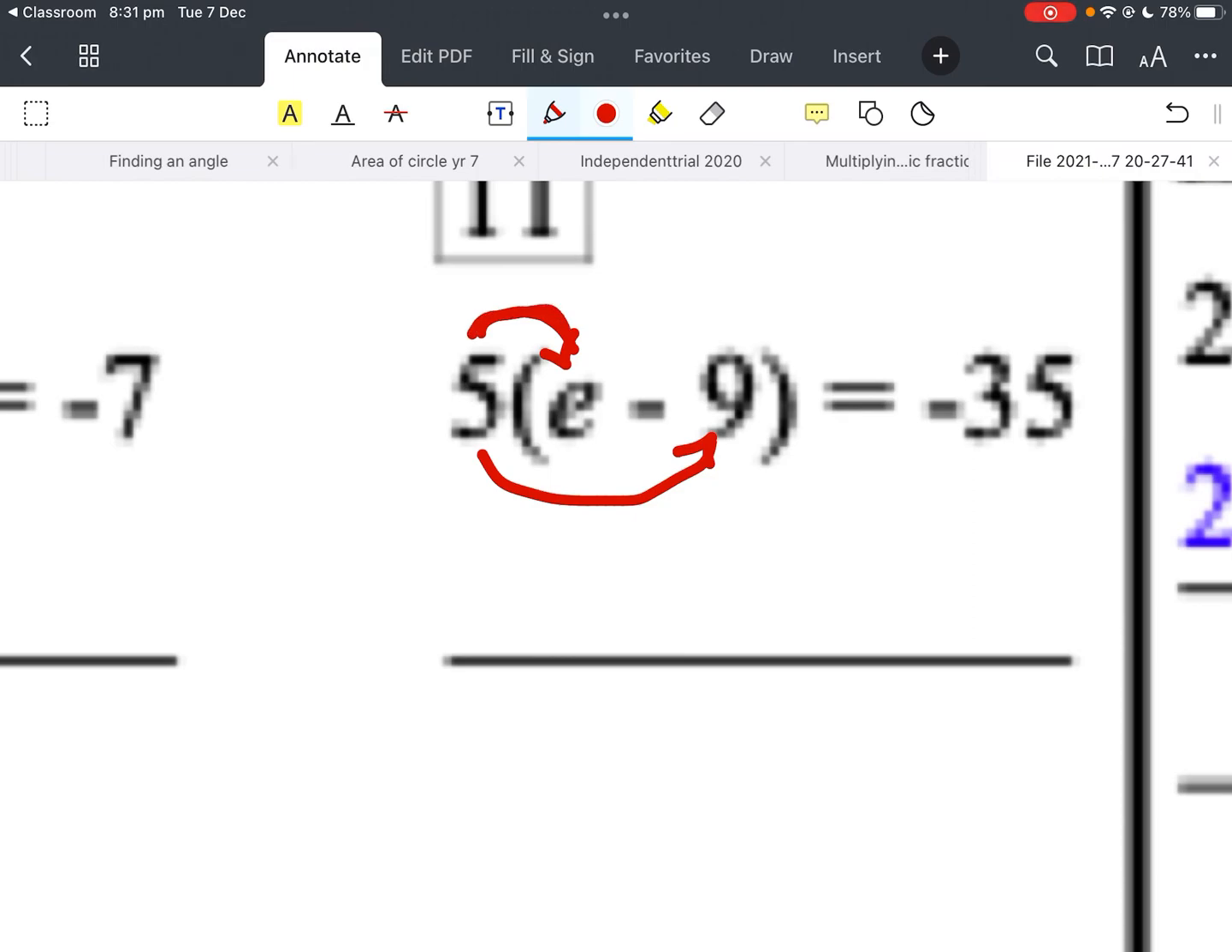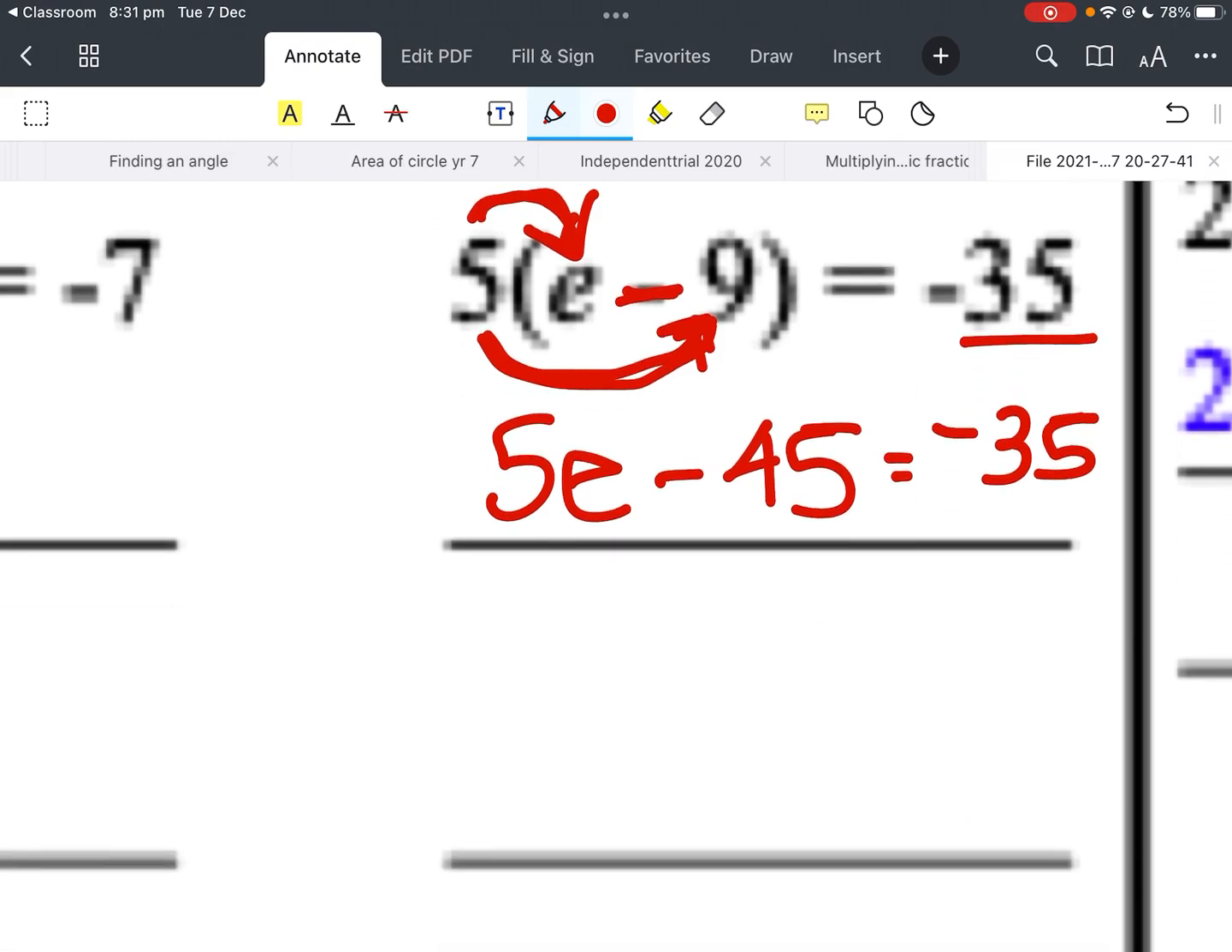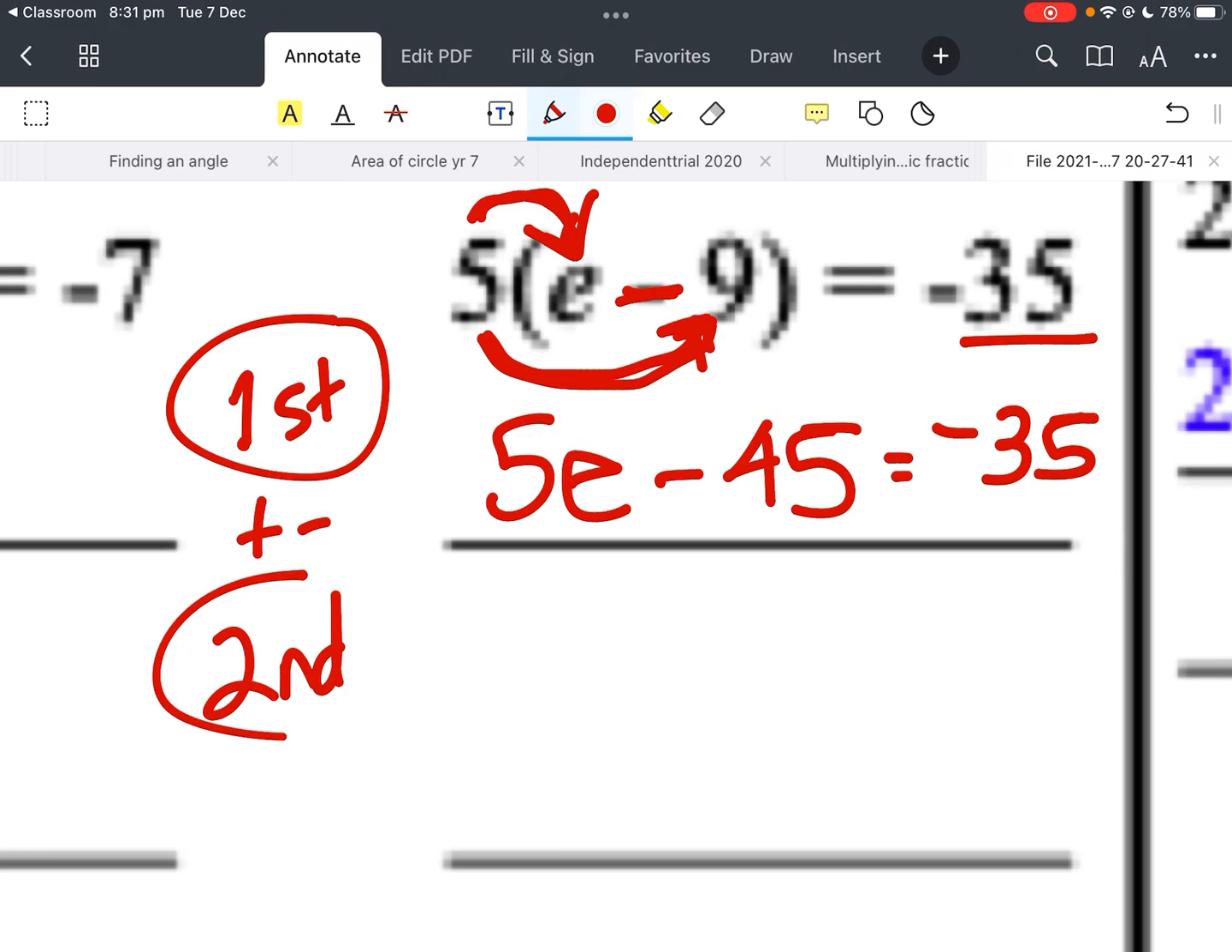And we need to go 5 times e gives me 5e. There's a minus in the middle, so I'm going to put down a minus. And 5 times 9 is 45. And that equals negative 35 according to this question, so I rewrite it down. Now I have to say to myself, how do I get e by itself? According to my get rid of rules, remember, I get rid of anything plus or minus first. I get rid of anything times or divided second.